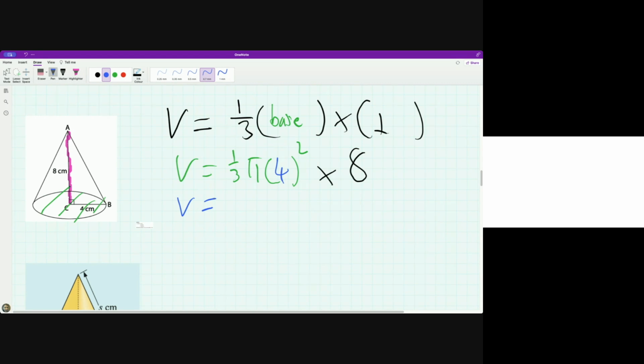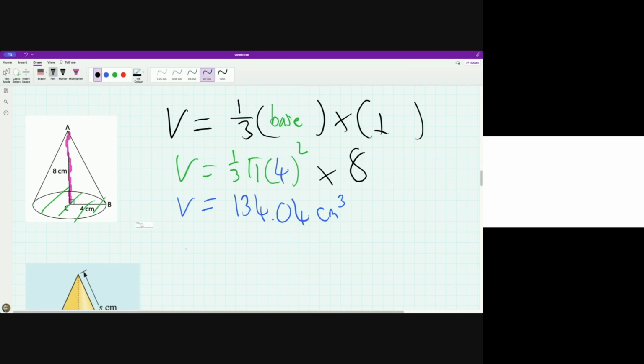So what is my volume? Pop your answer in the chat if you already know it. If you don't, I will be along shortly. So a third times pi times 16 times 8. And that gives me 134.04 centimeters cubed. Oh, this is actually not so bad. Even though the shape looks funky, this is not so bad.